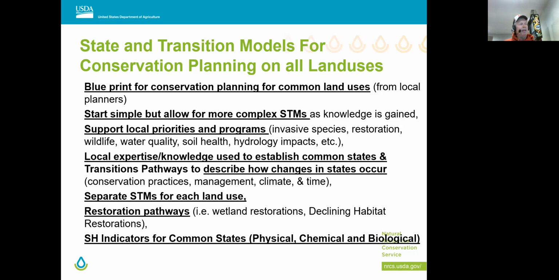Separate state and transition models are necessary for each land use. For example, cropland would have separate state and transition models from pasture, from rangeland. They are also very useful to restore land uses or restore declining habitats, or wetlands would be another use. Soil health indicators for common states are also another piece of each state within a state and transition model. Those could be physical, chemical, and biological dynamic properties, and how much can we push the needle, again.